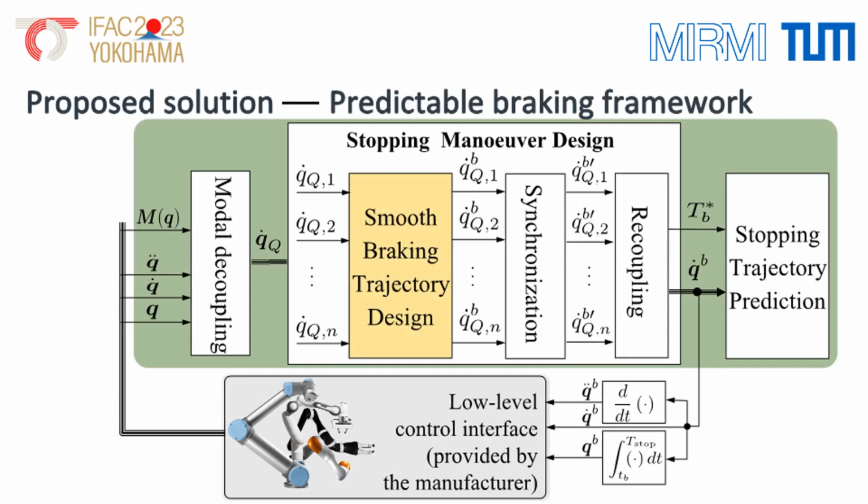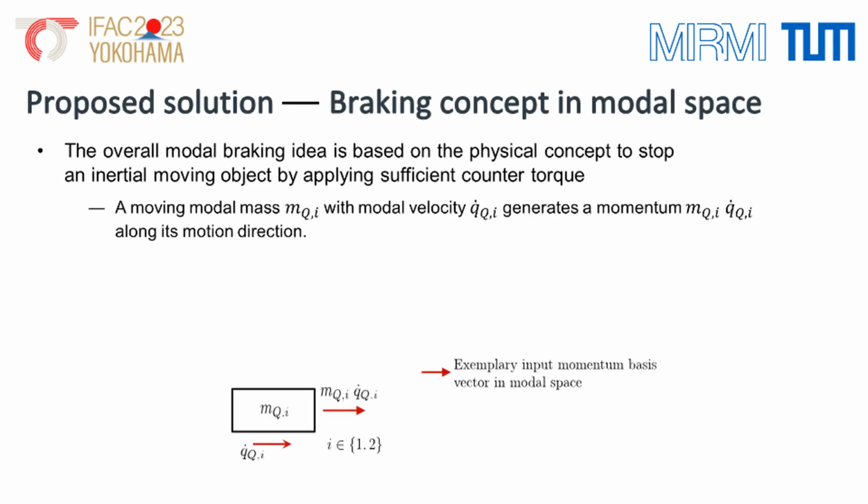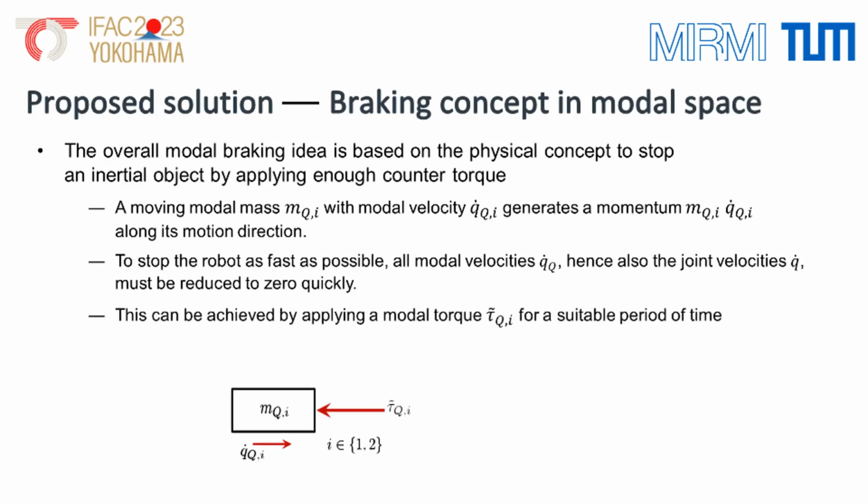We now highlight some concepts employed for designing smooth stopping maneuvers for the individual modal velocities. For designing the braking maneuvers in modal space, a simple idea for stopping an inertial moving object by applying a torque in the opposite direction to its motion is employed. Considering a modal mass mqi moving with a modal velocity q̇qi, a momentum is generated due to its movement. To break this mass motion, one needs to bring its velocity to zero as quickly as possible. An intuitive idea to achieve this is by applying a counter torque for enough time.